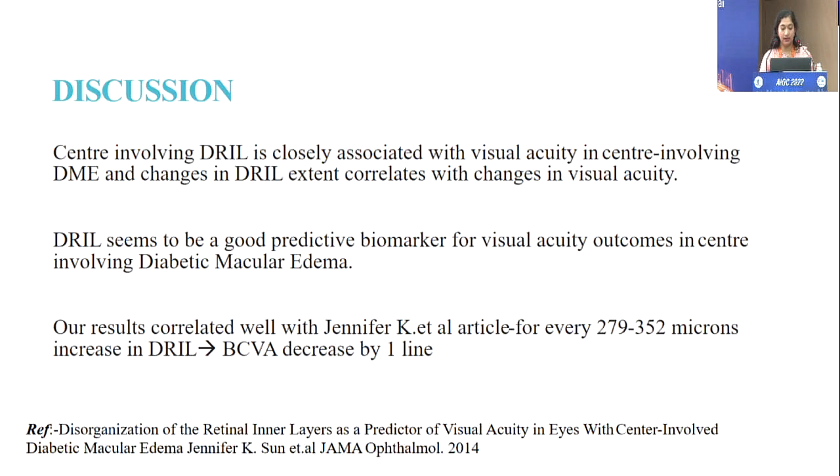So the center involving DRIL is closely associated with visual acuity in center involving DME, and changes in DRIL extent correlate with changes in visual acuity. DRIL seems to be a good predictive biomarker for visual acuity outcome in center involving diabetic macular edema, and our results correlated well with the parent article of Jennifer K. et al., where for every 279 to 352 microns increase in DRIL, there was a corresponding decrease in BCVA by 1 line.